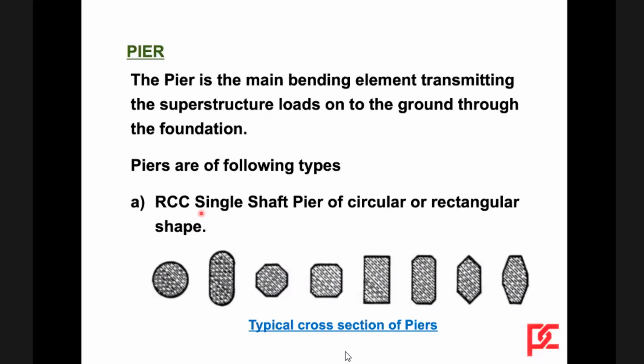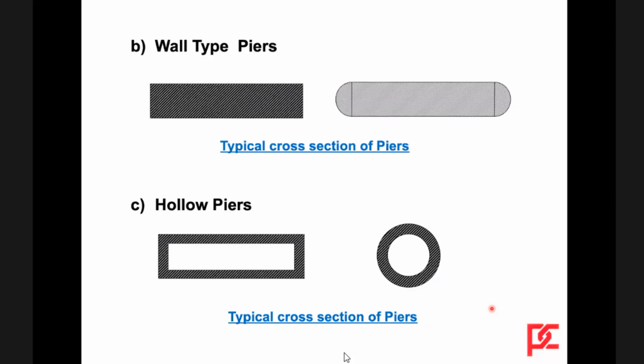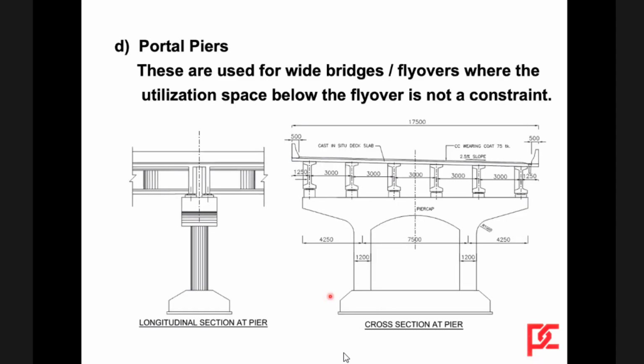Then the pier is the main bending element transmitting the superstructure loads onto the ground through the foundation. Piers are of the following types: circular, rectangular. These kinds of shapes are used to reduce the scour action. Cut waters. And otherwise, wall type piers. Wall type pier with a circular or semicircular cut water, hollow piers and hollow circular piers, and portal piers.